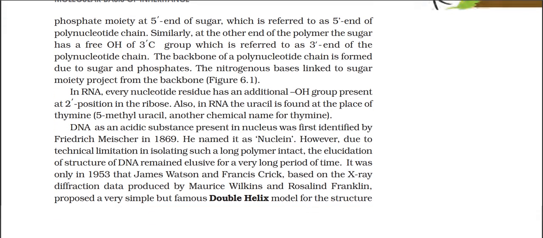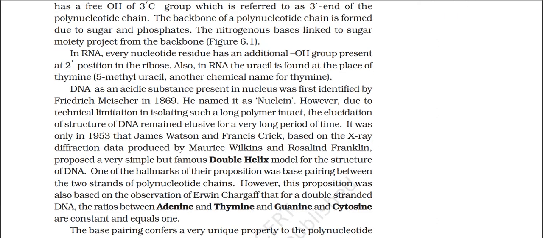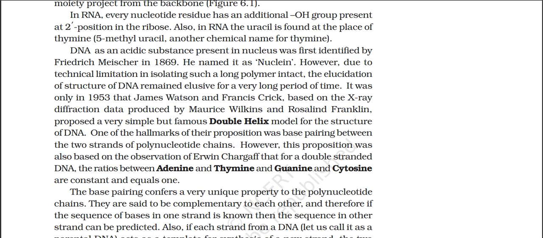DNA as an acidic substance present in the nucleus was first identified by Friedrich Miescher in 1869. He named it nuclein. However, due to technical limitation in isolating such a long polymer intact, the elucidation of the structure of DNA remained elusive for a very long period of time. It was only in 1953 that James Watson and Francis Crick, based on the X-ray diffraction data produced by Maurice Wilkins and Rosalind Franklin, proposed a very simple but famous double helix model for the structure of DNA. One of the hallmarks of their proposition was base pairing between the 2 strands of polynucleotide chains.